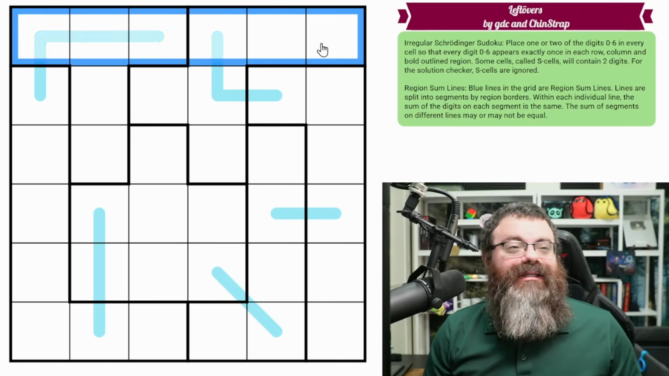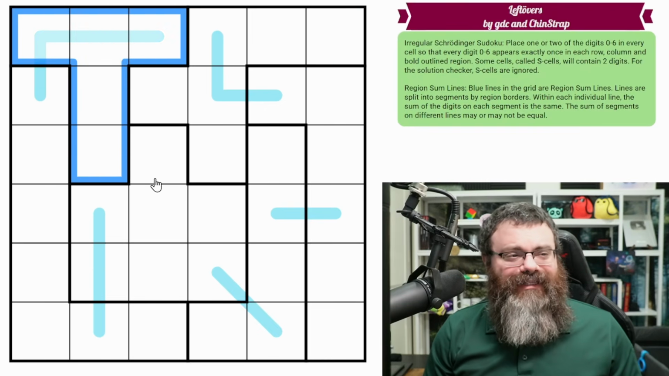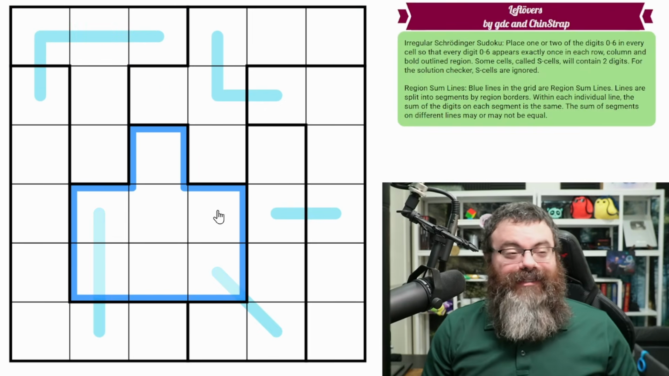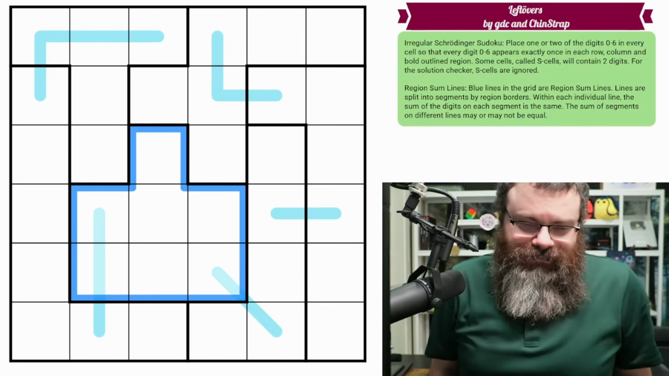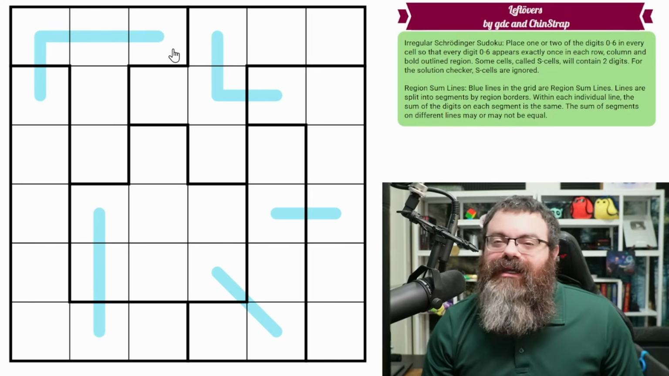How are we doing that? 0 to 6 is 7 digits, and this is 6 long, this is 6 long. Some of these regions are 5 in size, some of these regions are 7 in size. This one I could see how to do, 0 to 6. But a 5-cell region having 0 to 6, that doesn't make sense, right? Well, it'll make sense in a second.